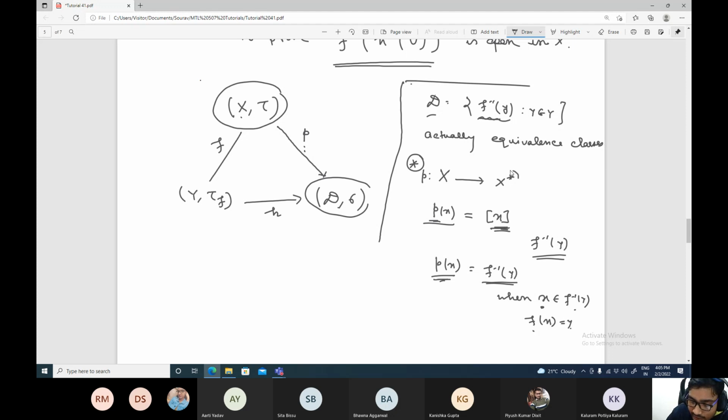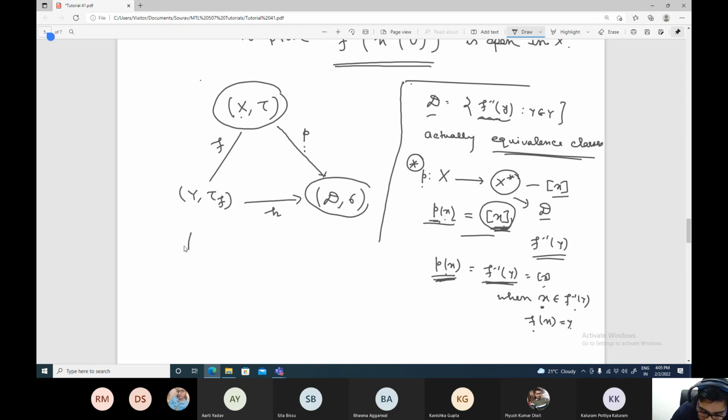Actually in X star we had several equivalence classes and we defined P of x to be that particular class which contains the element x, right? And similarly for this case, since we have the collection X star as D, we take P of x equal to f inverse y. This f inverse y is the same as this class, and it is obtained by the same equivalence relation. Is it clear? Yes, sir.